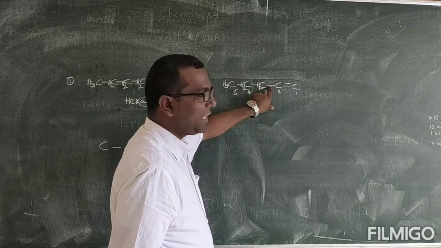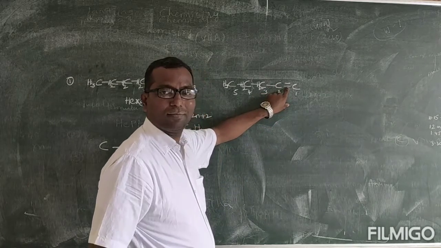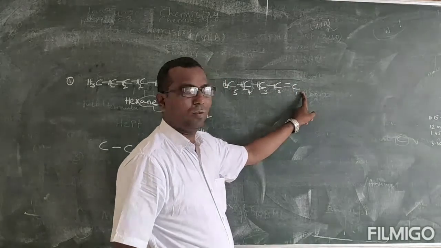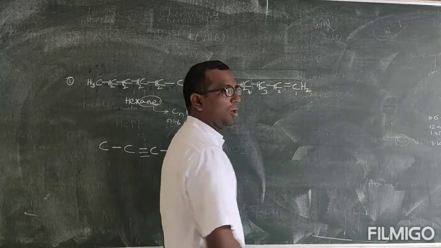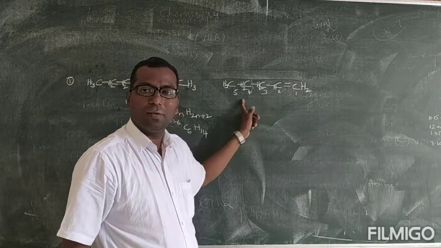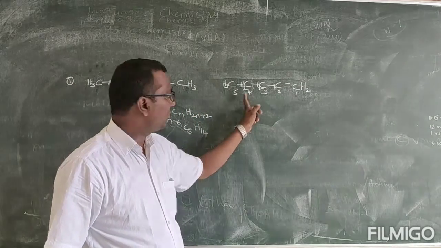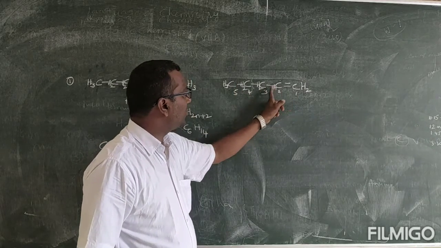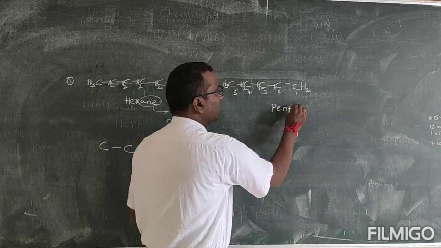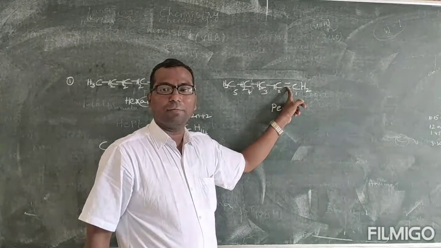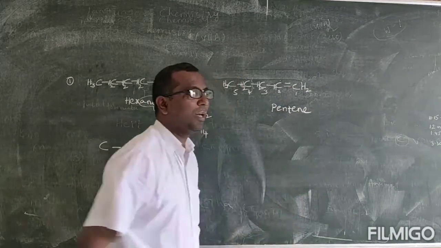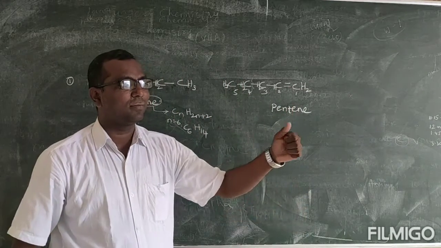Here you see 1, 2, 3. 1 is left. And here 2. Now you see how many carbons are there totally? 5. 1, 2, 3, 4, 5. 5 means what? Pent. Double bond is there. Means what? Sir, pentene it is correct.